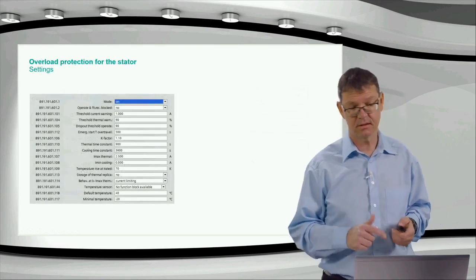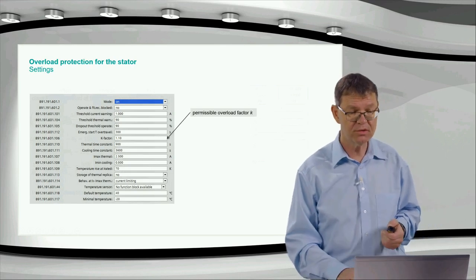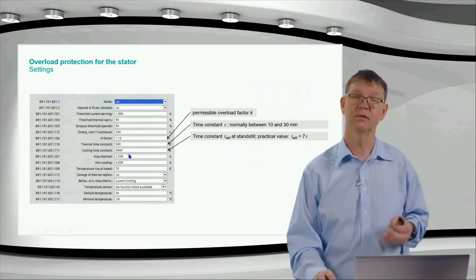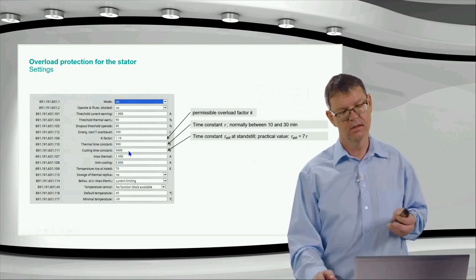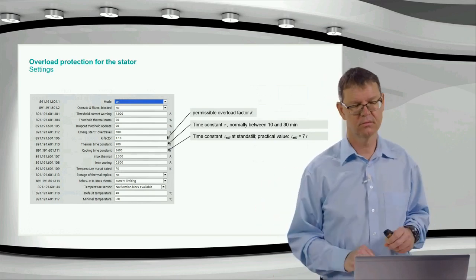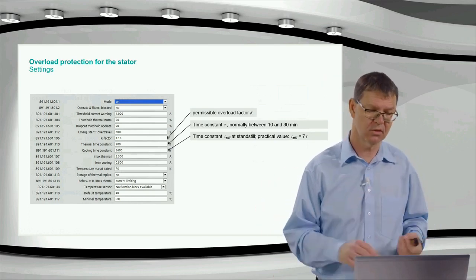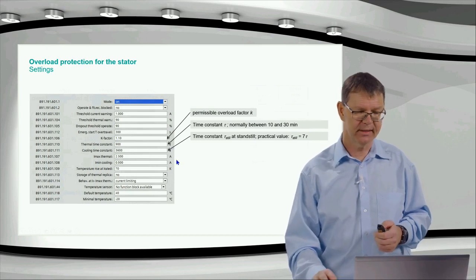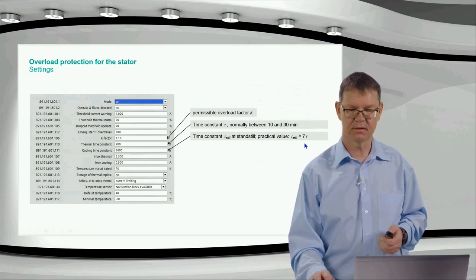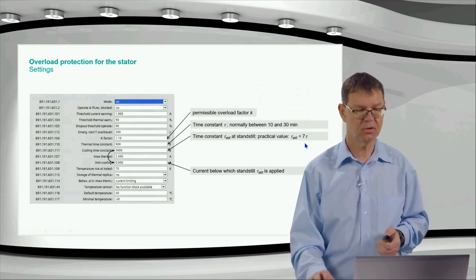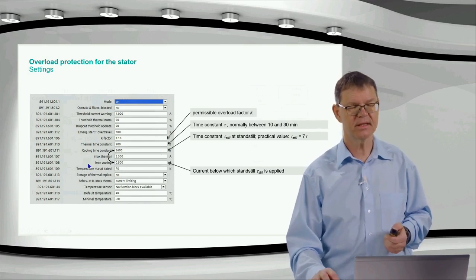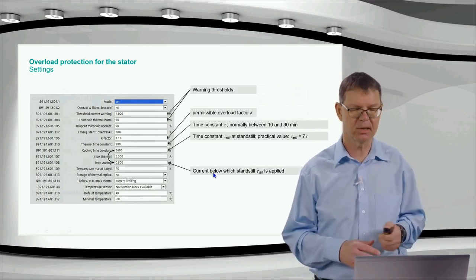These are the settings. I think I discussed the most important ones, those here. We have the possibility to enter a cooling time constant when the motor is at standstill. So the cooling down, because the ventilation is missing, is slower. Therefore, I can set another value here. A typical value would be 7 times the tau, the normal time constant. This is the current setting below which the standstill is applied.